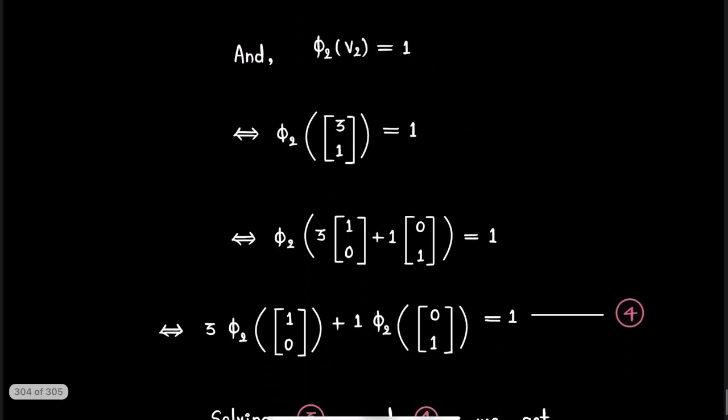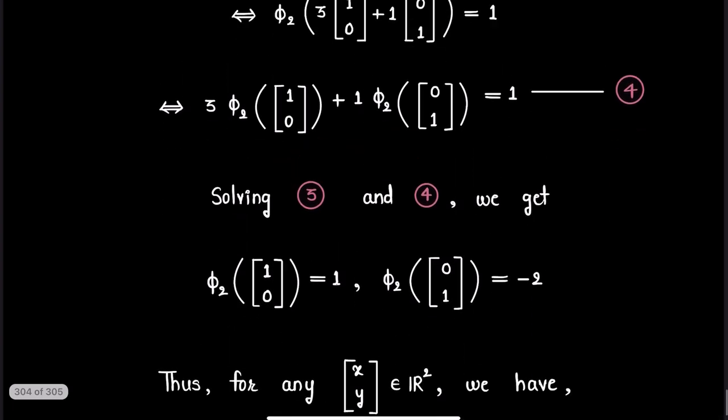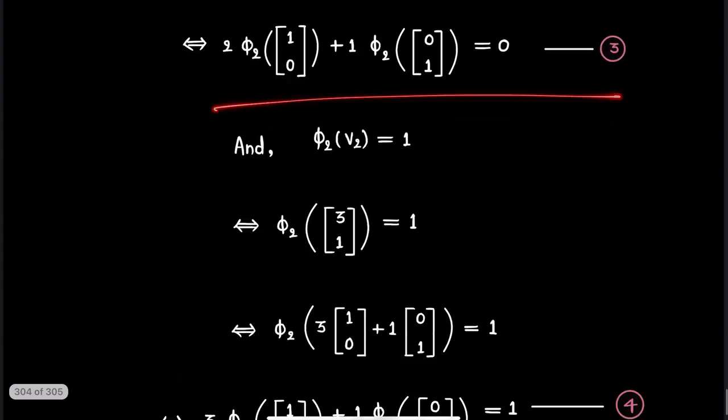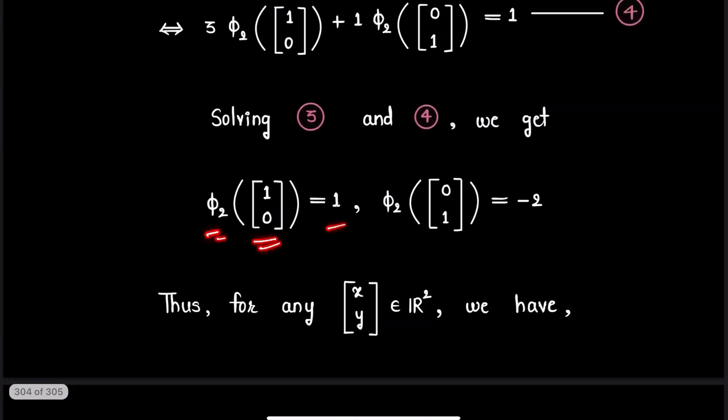Next we have the image of vector V2 under phi2 will be 1, that is, the image of vector (3, 1) under phi2 equals 1. Now (3, 1) can be written like this in terms of standard basis vectors, so we get this expression. Again phi2 is a linear transformation, so this can be written as 3 times the image of vector (1, 0) under phi2 plus 1 times the image of vector (0, 1) under phi2 equals 1. Call this expression 4. Then solving 3 and 4, we get the image of vector (1, 0) under phi2 equals 1 and the image of vector (0, 1) under phi2 equals minus 2.